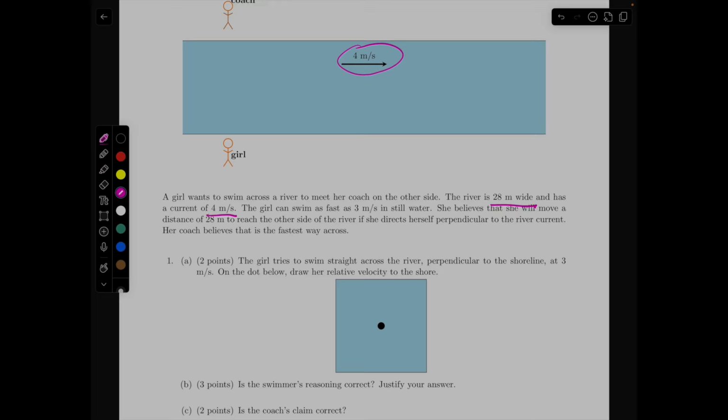All right, now remember, these are velocity vectors. They're not distance vectors that I'm about to draw. So here's what we know. We know the girl is going to swim with a velocity of 3 meters per second. Man, I can't write today. 3 meters per second. And then we also know that the river has a velocity of 4 meters per second. Okay? So these are two velocities.